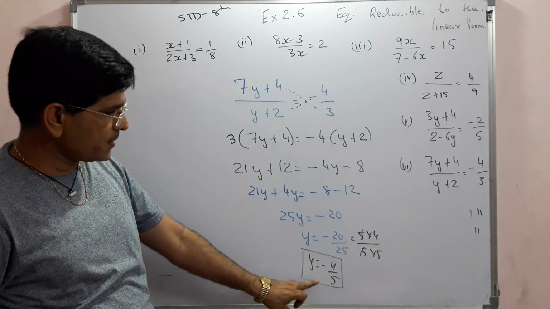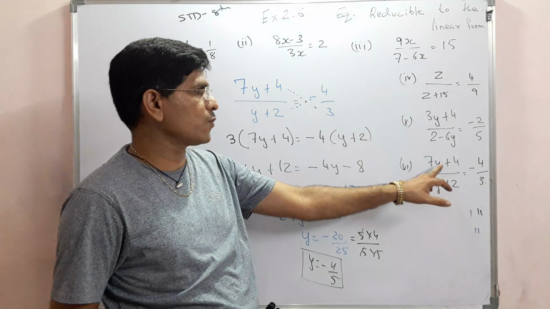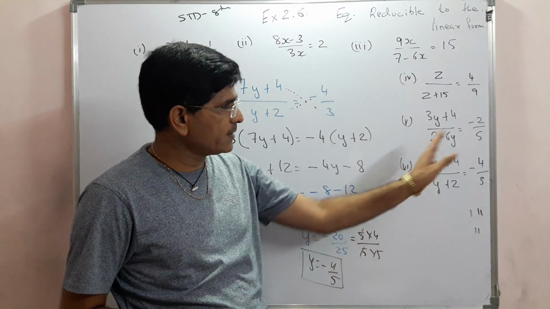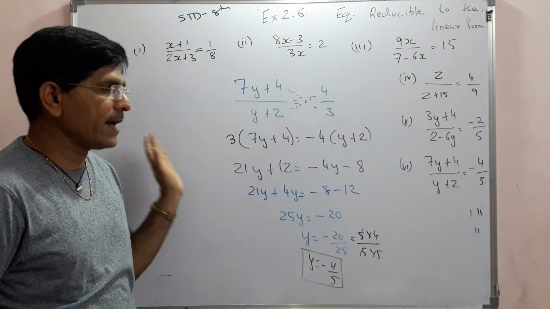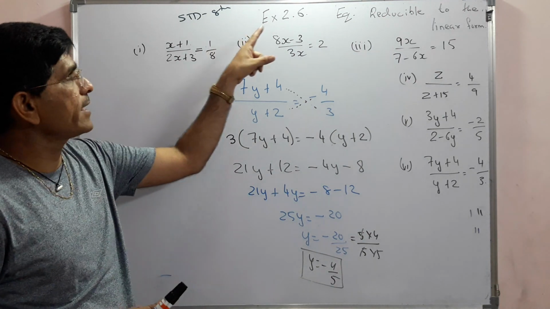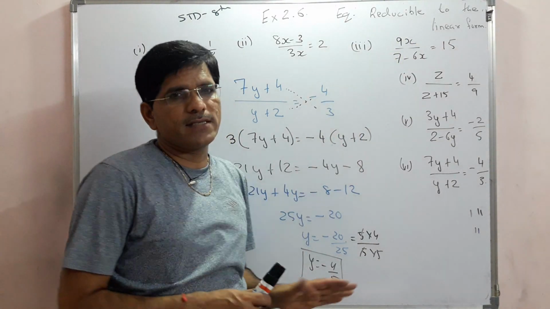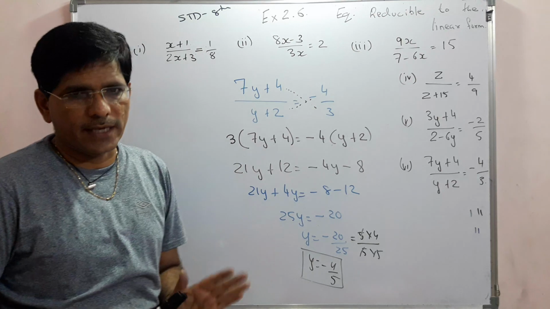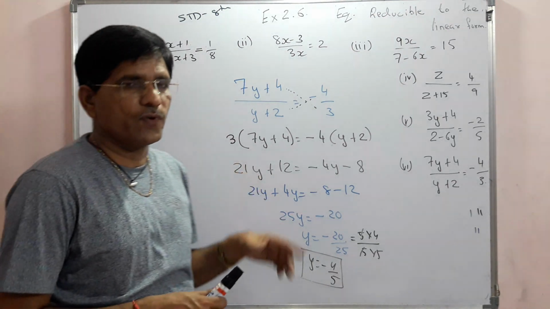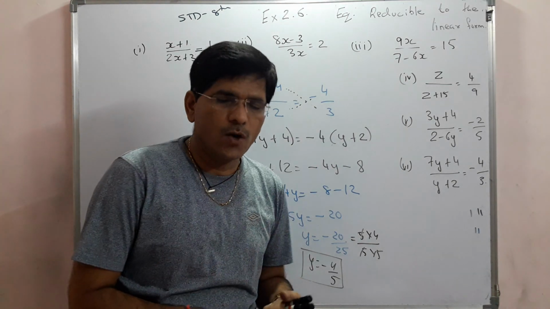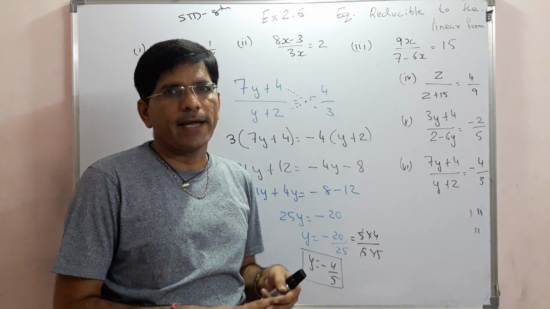So if you check y is equal to minus 4 by 5, then if you put minus 4 by 5 here, left hand side is equal to right hand side. So out of 6, 3 sums we have checked that our answer is correct. So exercise 2.6 is related to the reducible to linear form. The basic concept is only the cross multiplication method. Again I am telling you, when you are doing lesson number 2, first of all you have to write 1 to 25 tables, 1 to 25 squares and 1 to 10 cubes.